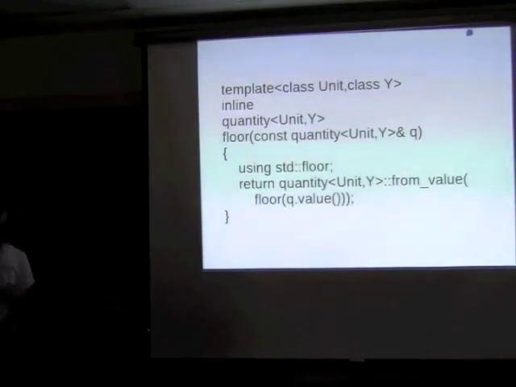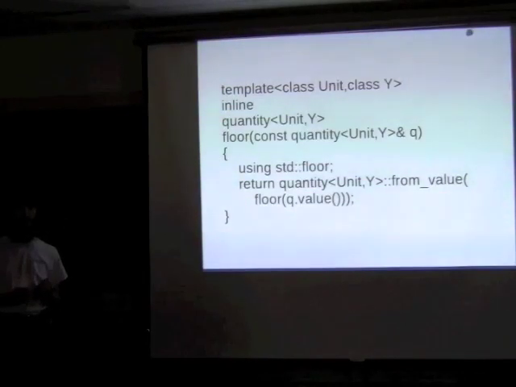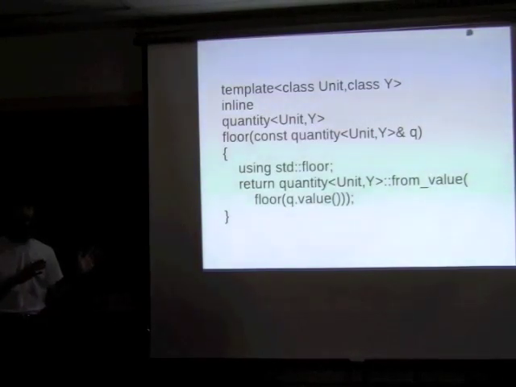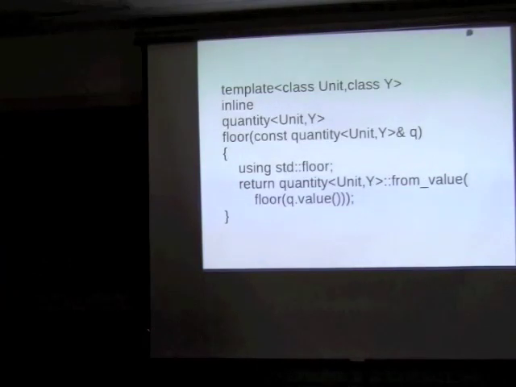Here's a quick example of how it's done. This is how floor is actually defined in cmath.hpp. It's just overloaded for any unit with any value type. You extract the value, pass it to floor. We have this using dance to make sure ADL works for user-defined types, and then just wrap it in a new quantity. We have to use the static from value function because there's no constructor that takes a double directly. We did this on the principle of trying to make things as explicit as possible, since the units library is all about being explicit.